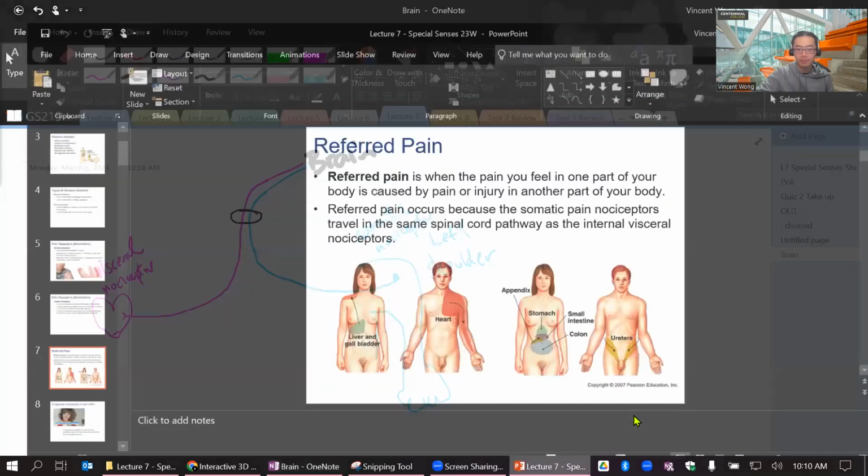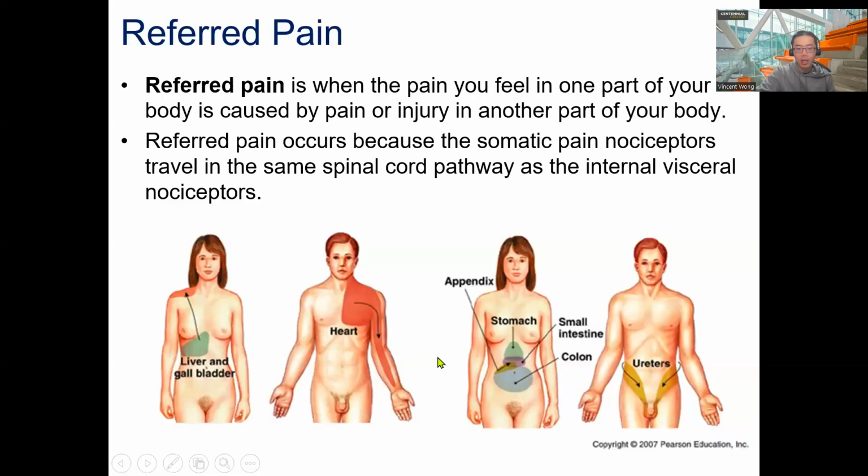Referred pain. There are a lot of different pathways that converge. For example, liver and gallbladder: if you have pain that originates from there, it's often felt on the right shoulder here. You might have heard that people who are having a heart attack start to have discomfort, pain that is delocalized to the left shoulder area here. That's another example of referred pain.